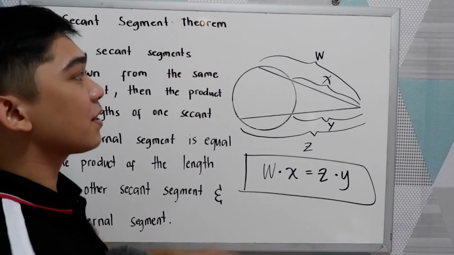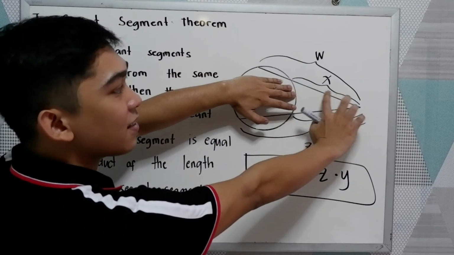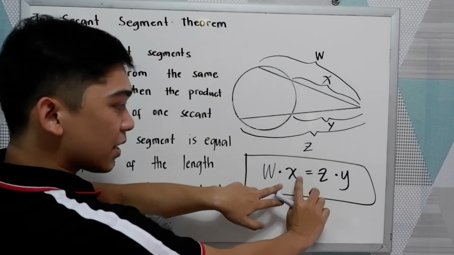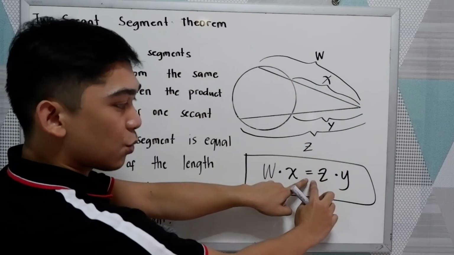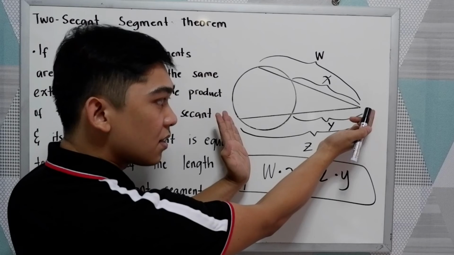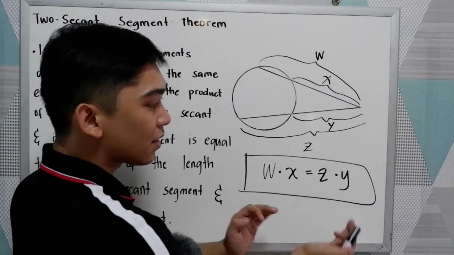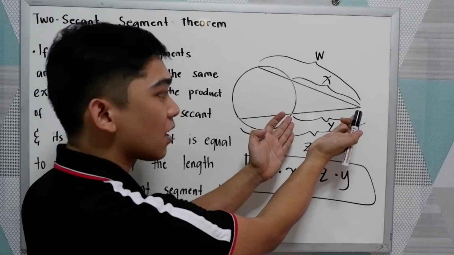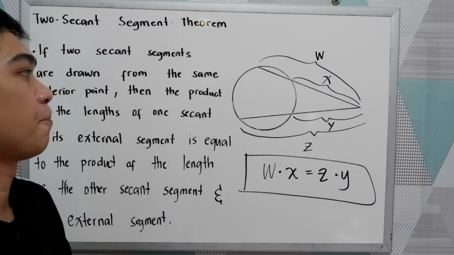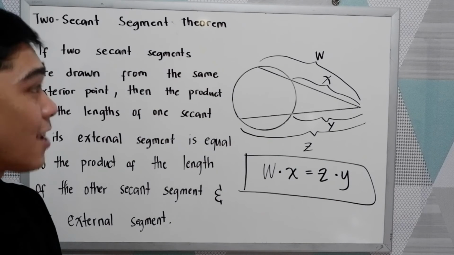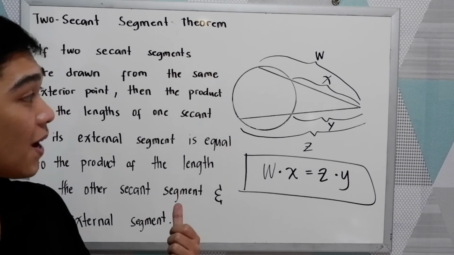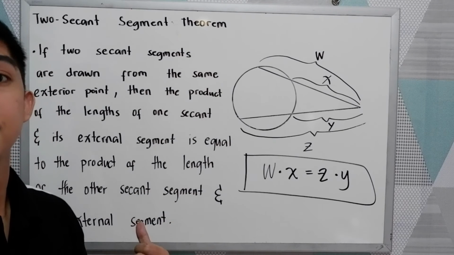Again, let us repeat. The first secant segment times its external part is equal to the second secant segment times the external part of the segment. So that's the two-secant segment theorem. We're going to apply this theorem to solve some problems.